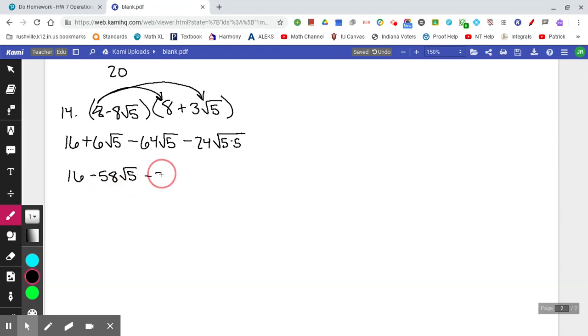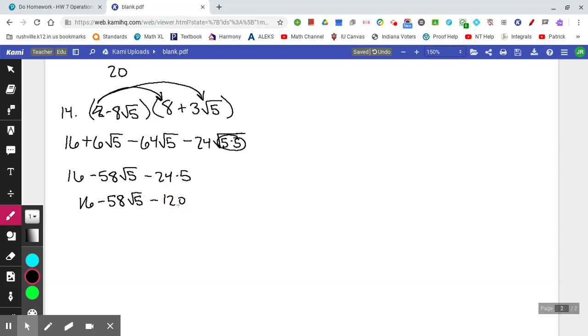And then negative 24 times 5 times 5, that's 2 of them, and I'm looking for 2 of them because it's an index of 2. Square root of 25 is 5. So I'm going to have 24 times 5, which is 120. So really this is 16 minus 58 square roots of 5 minus 120.